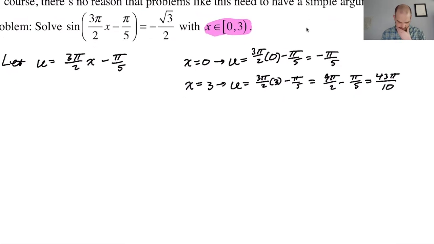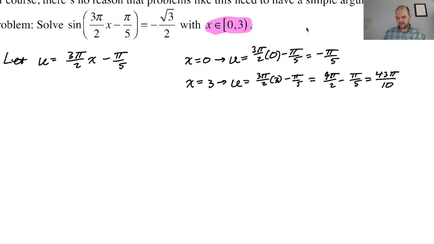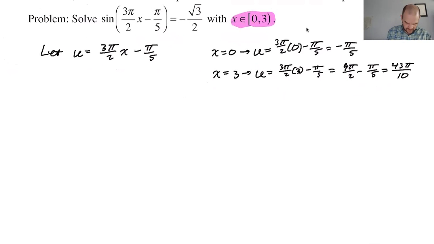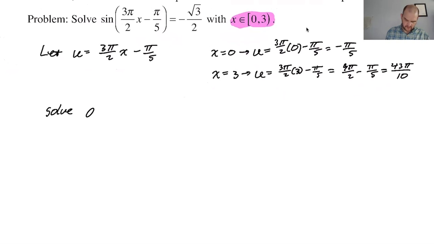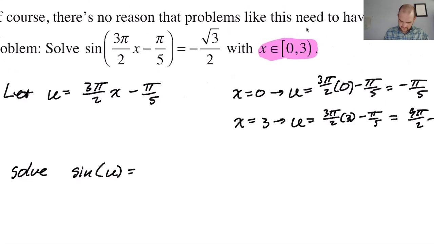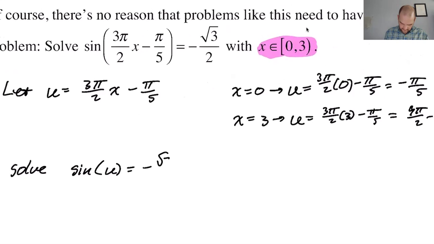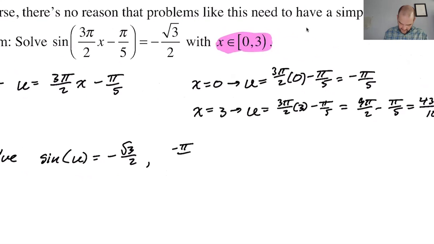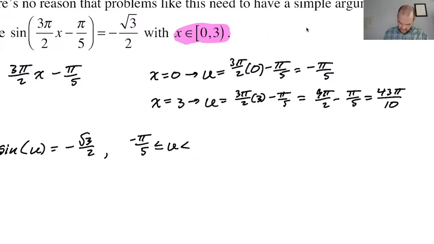Okay, so what is happening? All right, so we're going to try to solve. So we have like a new problem, right? We're going to try to solve the sine of u equals negative radical 3 over 2, where u is in between negative pi over 5, and then for some reason we don't include that, 43 pi over 10.